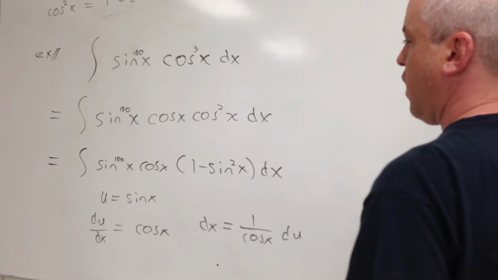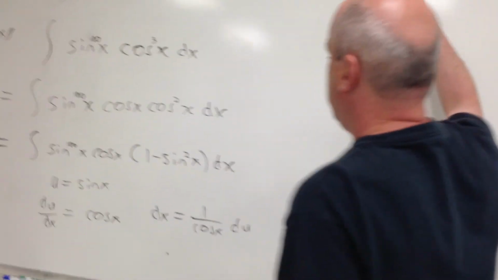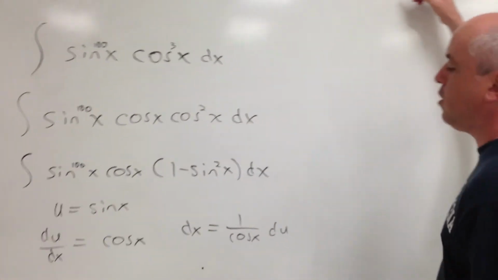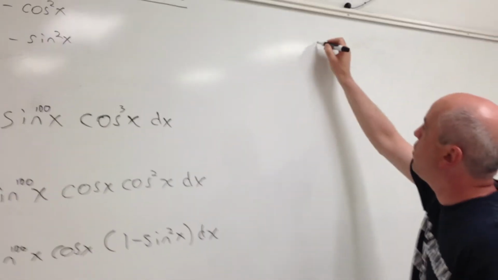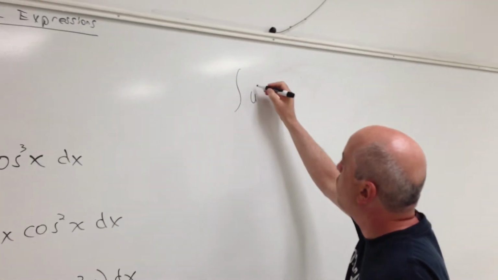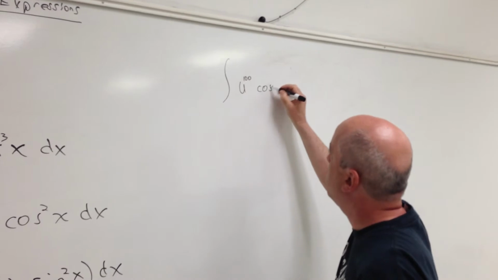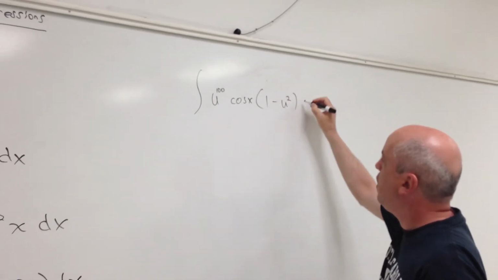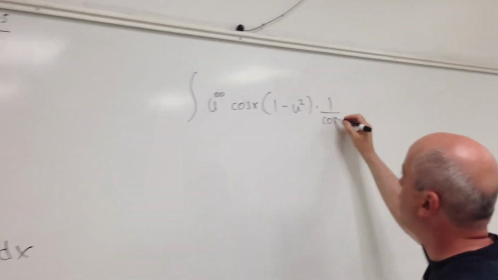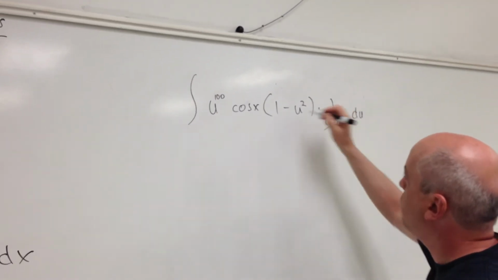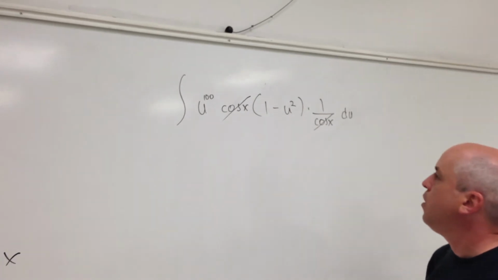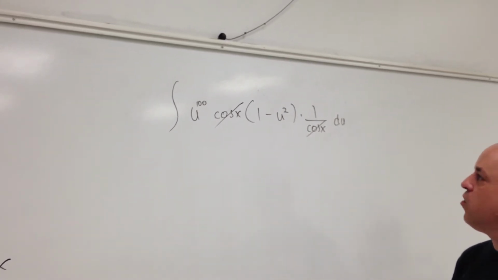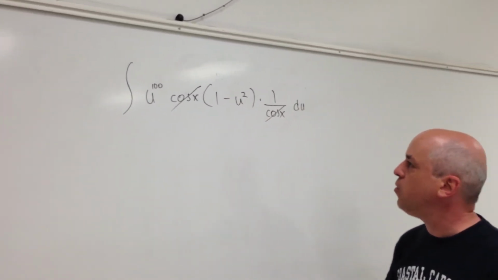So everywhere I see sine x, I'm going to replace with u. And everywhere I see a dx, I'm going to put in 1 over cosine of x times du. So I have u to the 100th, I have cosine of x, I have 1 minus u squared, and I have 1 over cosine of x du. And because, once again, all of my terms involving x have canceled, my u substitution actually is going to help.